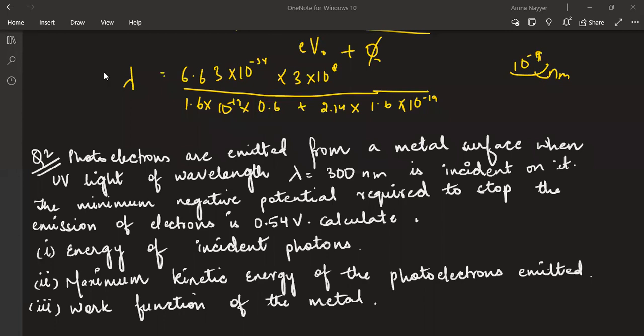So now try the second question, all those who have completed the first one. This has come once in ICSE 2003 and once in 2004 CBSE. So see, send me the answers of all the parts.